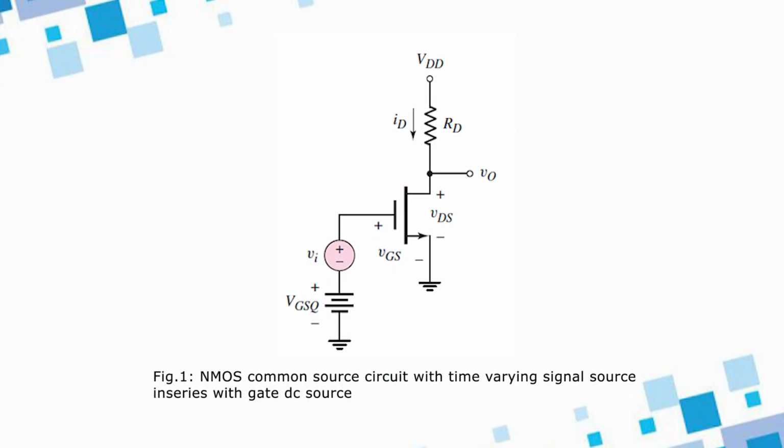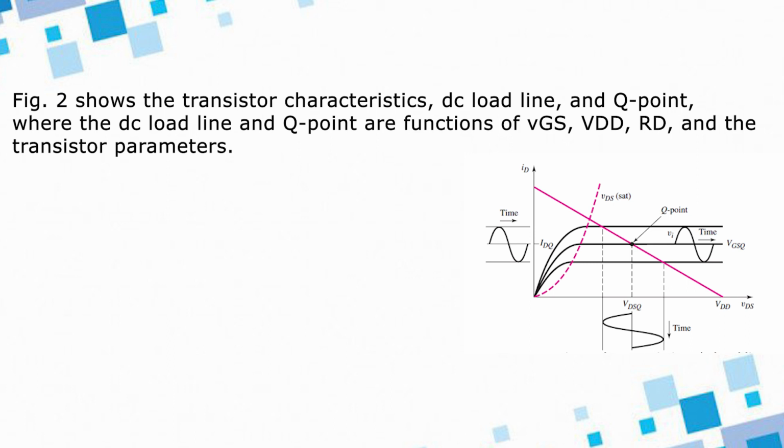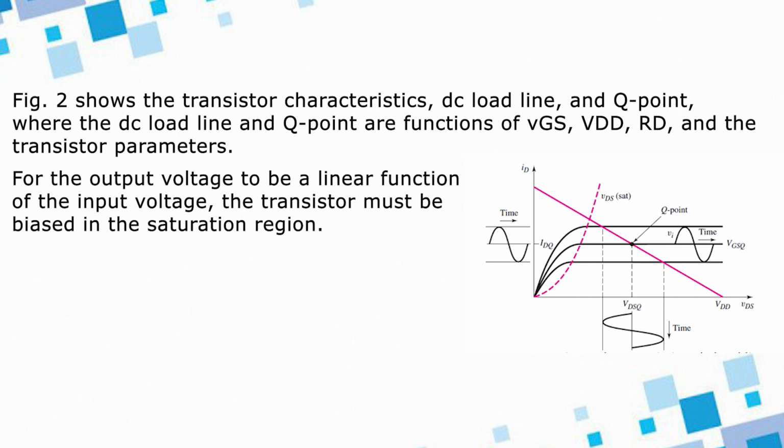RD is the drain resistance and V0 is the point where we take the output, and VDS is the voltage from the drain to source. Figure 2 shows the transistor characteristics for DC load line and Q point, where the DC load line and Q point are functions of gate to source voltage, VDD, RD and the transistor parameters. For the output voltage to be linear of the input voltage, the transistor must be biased in saturation region.